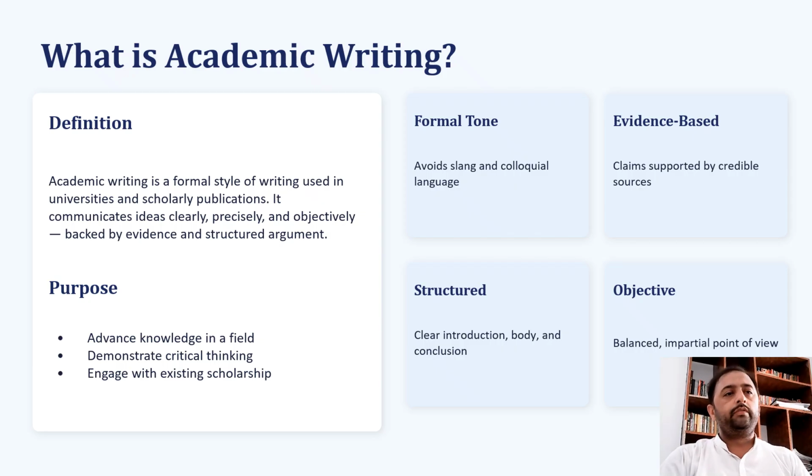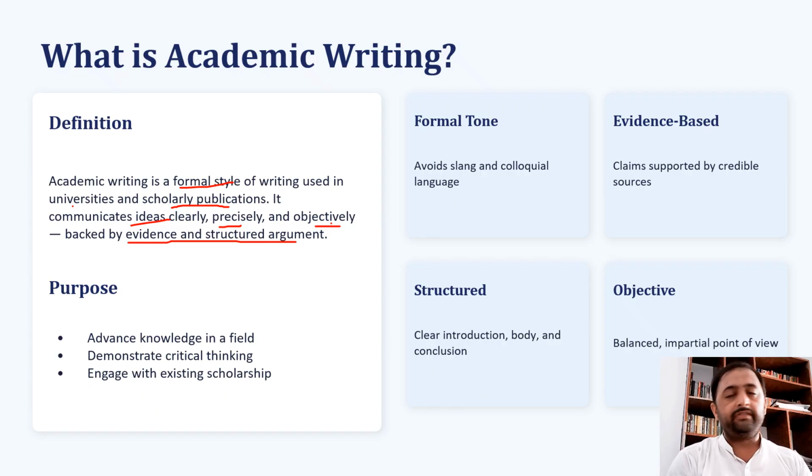First of all, we have to know what is academic writing. So its definition says academic writing is a formal style of writing used in universities and scholarly publications. It communicates ideas clearly, precisely, and objectively, backed by evidence and structured arguments.